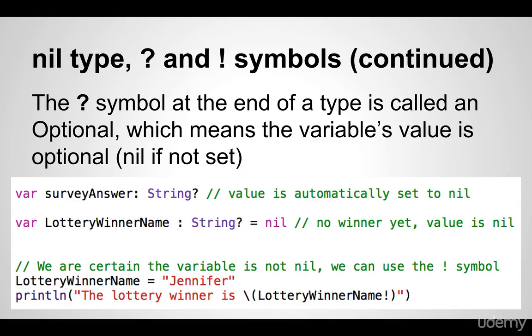Okay? And if you print at the end, the last example, you see that the lotteryWinnerName, we put it equal to Jennifer. So if we print it, it will print Jennifer now and not nil anymore.